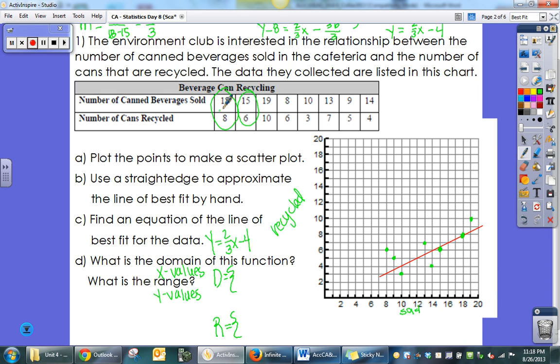For my domain, all my x values, I'm going to list them in order. So we've got 8, 9, 10, 13, 14, 15, 18, and 19. And then for my range, notice it's this list of values, but 6 is repeated, so I only have to list that once. So I've got 3, 4, 5, 6, 7, 8, and 10. So those are my domain and range.